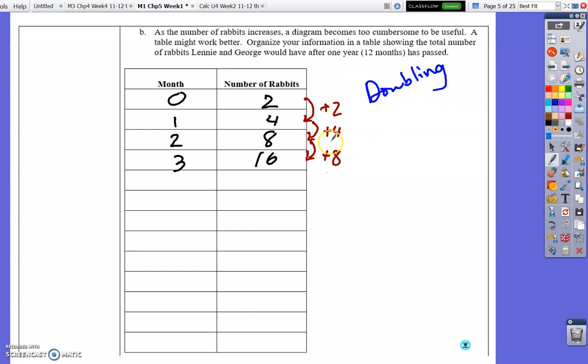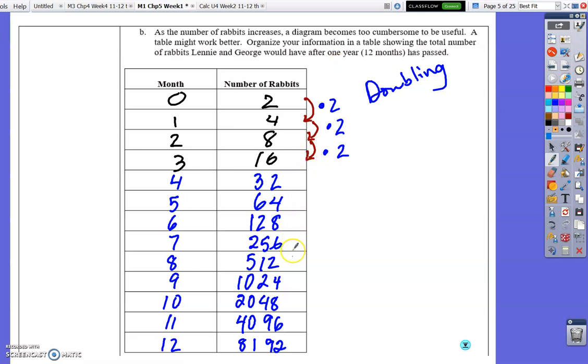So maybe instead of this plus 2, 4, 8, we could say times 2, times 2, times 2. So this will be 32. 64. So go ahead and see what you can come up with. You might want a calculator at this point if you didn't already grab one as you came in, to help you with this doubling. The numbers are going to get pretty big pretty fast. Go ahead, pause the screen, grab a calculator, fill out the rest of the table. I'll be back with the answers in just a minute.